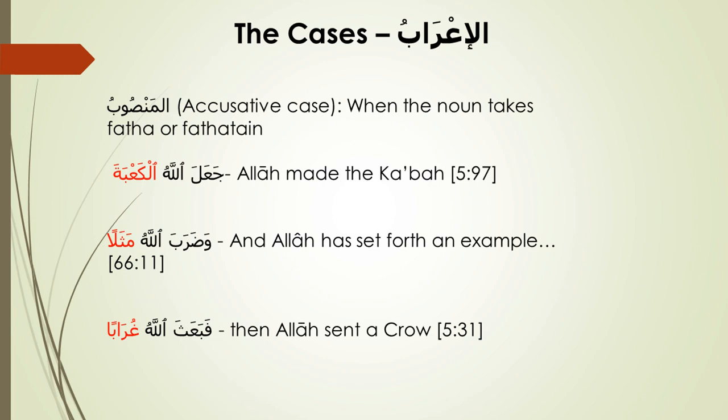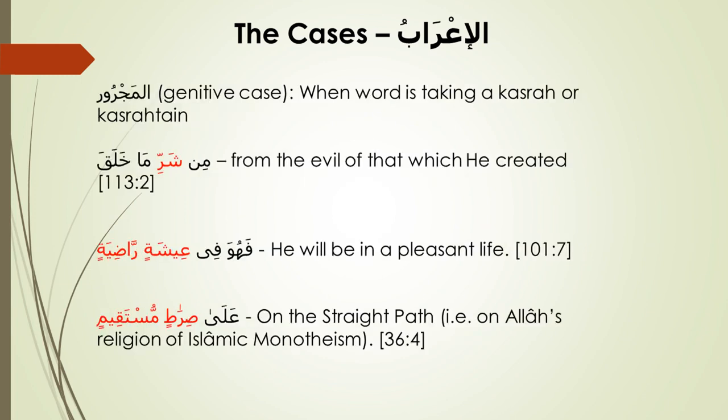Now we have وَضَرَبَ on the scale فَعَلَ: وَضَرَبَ اللَّهُ مَثَلًا. Here we have a fathatain. The first one we have one fatha, the second one we have two fathas. We should know the reason why one has two and one has one. These are all mansub, when the noun takes a fatha or fathatain. فَبَعَثَ اللَّهُ غُرَابًا, and Allah sent a crow. بَعَثَ on the scale فَعَلَ.